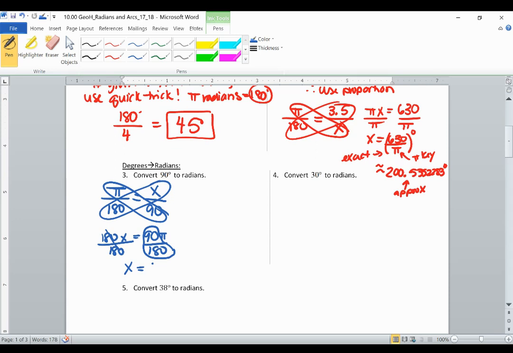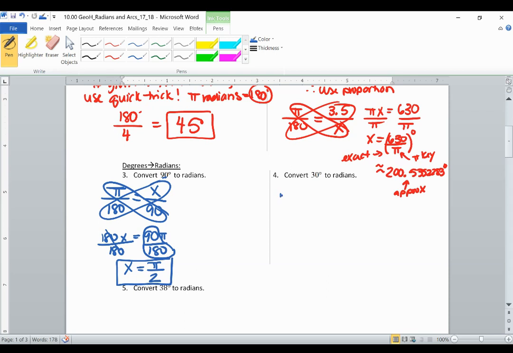So instead of writing 1/2 pi, we usually just write pi over 2. So you bring that down. So 90 degrees is equal to pi over 2 radians. Does that make sense? Well, think about our quick trick. We know pi radians is equal to 180 degrees. If I sub in 180 in for this pi, 180 divided by 2 gives me 90. So here would be a good time to pause the video and try number 4 on your own.